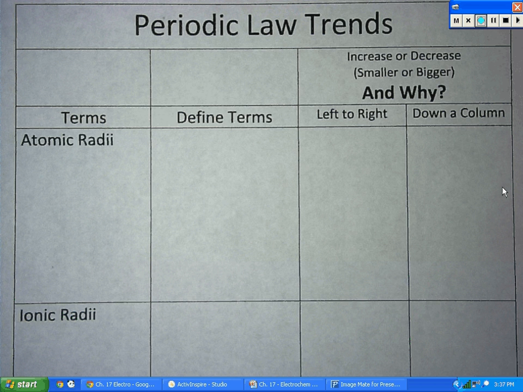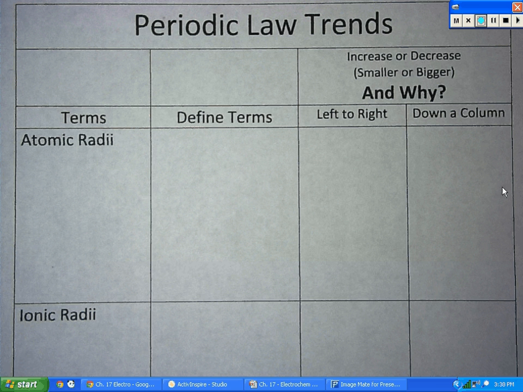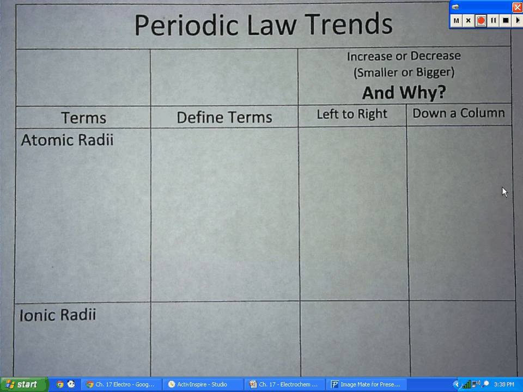So, periodic trends. Basically, I'm going to take this worksheet and review everything that we've done in Chapter 5. We had 6 things that we really focused on in Chapter 5: atomic radii, ionic radii, valence electrons, ionization energy, electron affinity, and electronegativity.